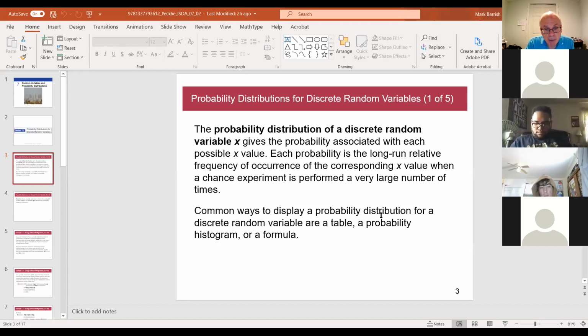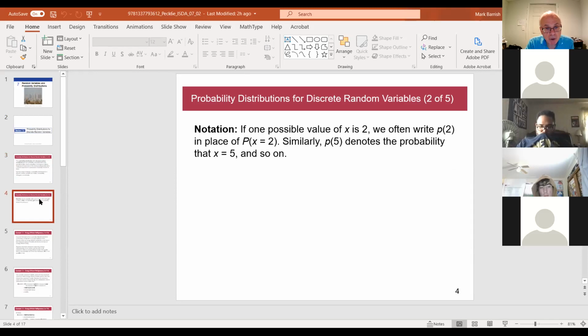Now, how do you display a probability distribution? Use a table, a histogram, or a formula. The tables are very common.